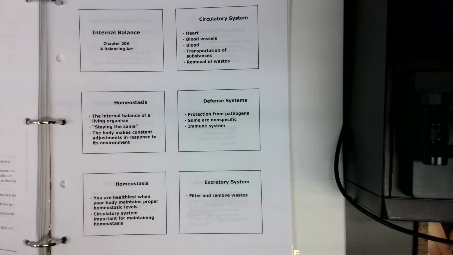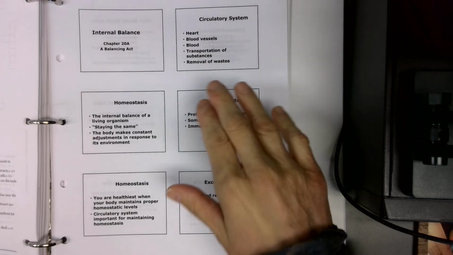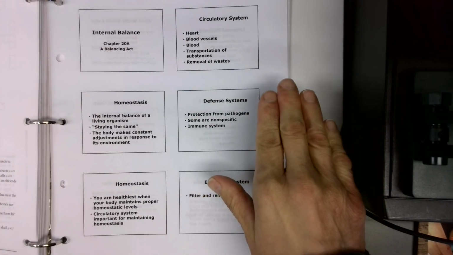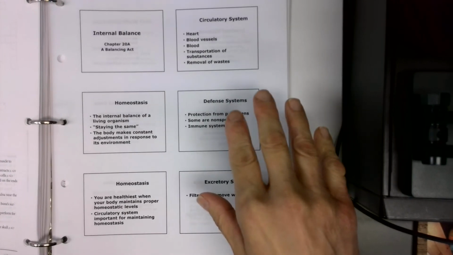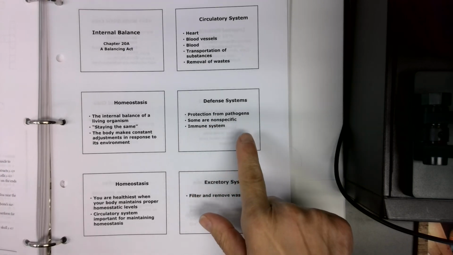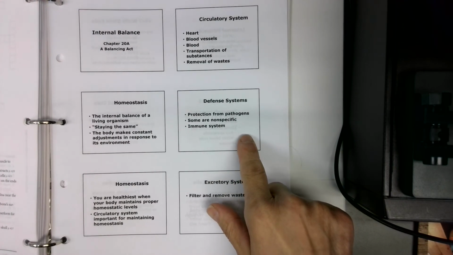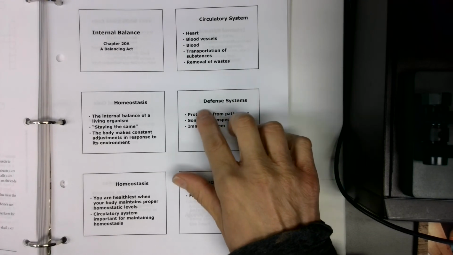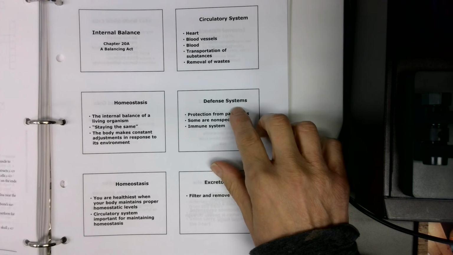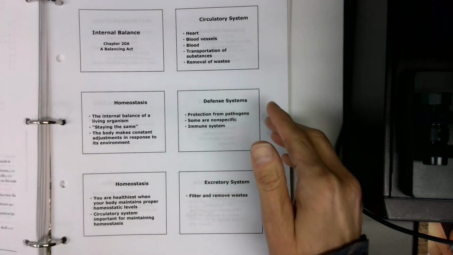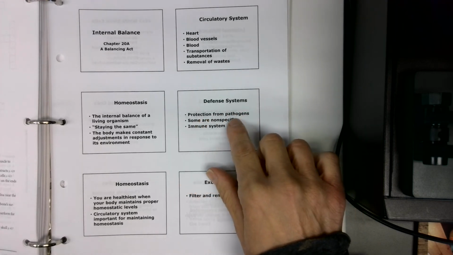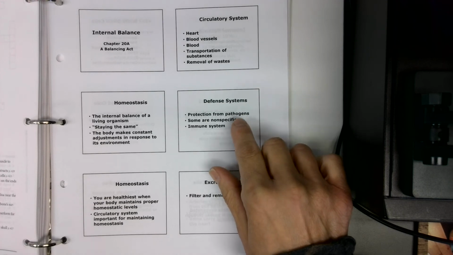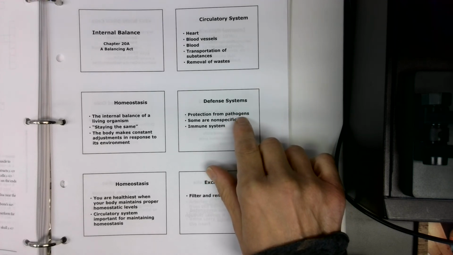Those systems do not work alone, right? Our body is going to be at balance because all of our systems are working properly together as a team, right? The second system that we're going to talk about in this chapter, chapter 20, would be our defense system, right? Our immune system is going to need to help protect us from those pathogens, those foreign substances.